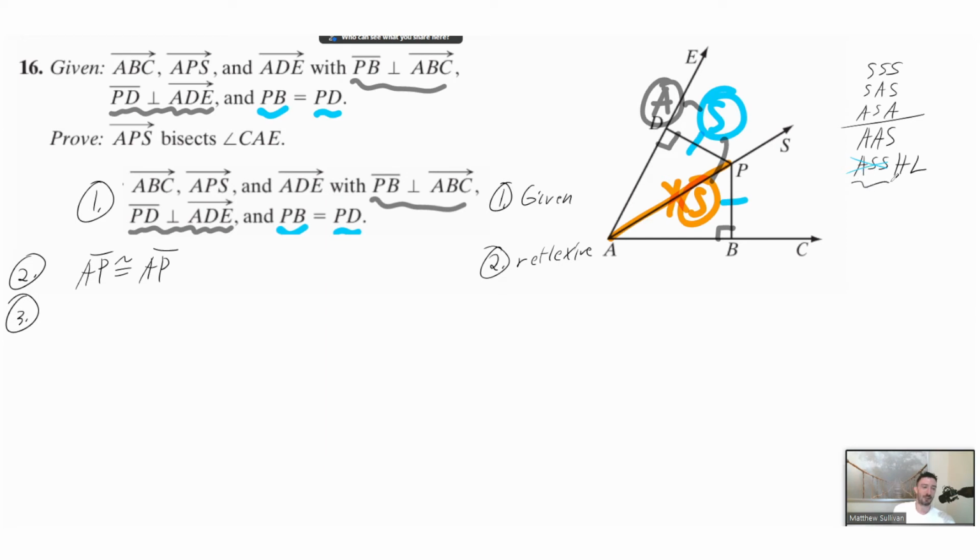Anyway, it only works if you have a right angle. I was about to say hypotenuse leg, because they share the hypotenuse, and then the legs are congruent. So it's given that one. Or you could just write segment PB is congruent to segment PD, right? Yeah, we could, but there's already so much writing.